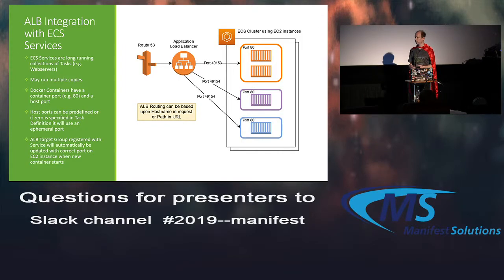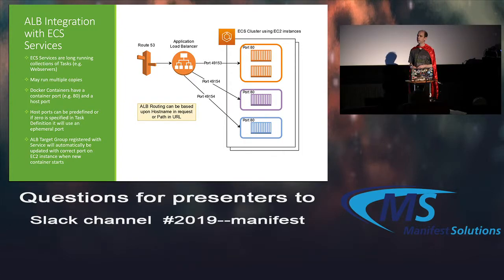Now, one of the nice things they introduced later on with ECS when they added application load balancer support was the ability to just say, on the host, I don't care about what port I'm using. Just specify 0 and it will pick a high-numbered ephemeral port. And in this case, you can see it's given those 3 high-numbered ports.